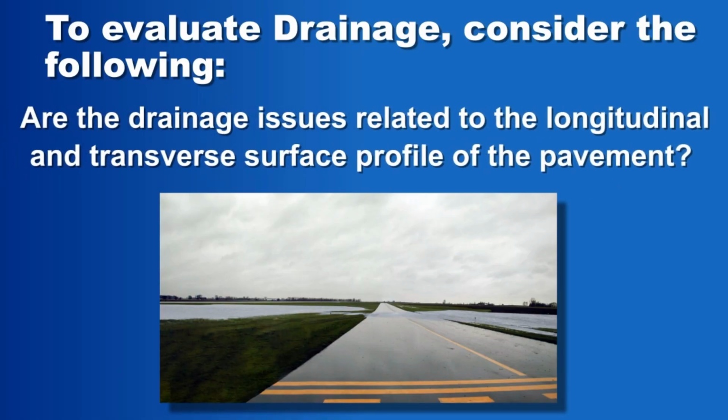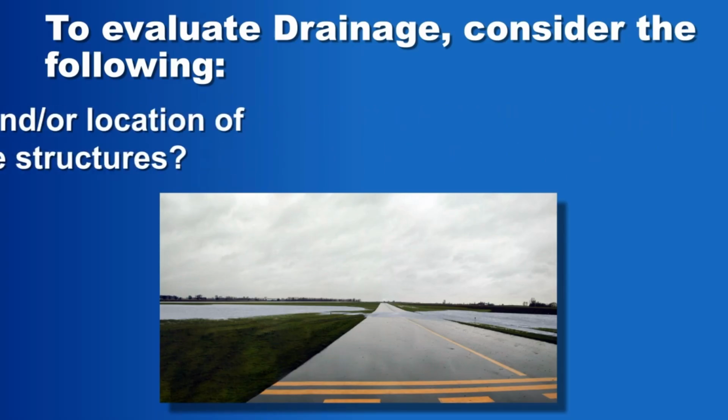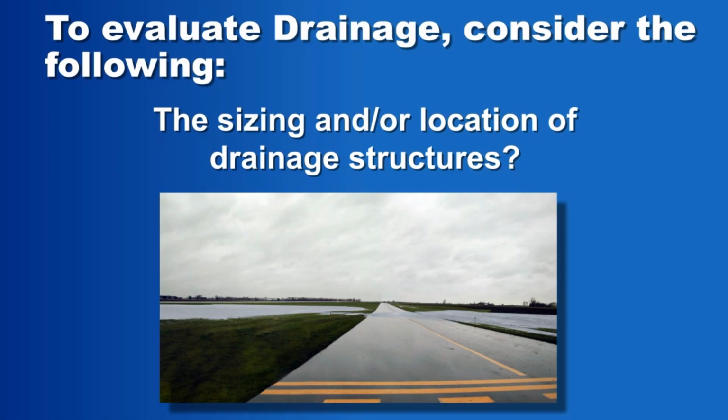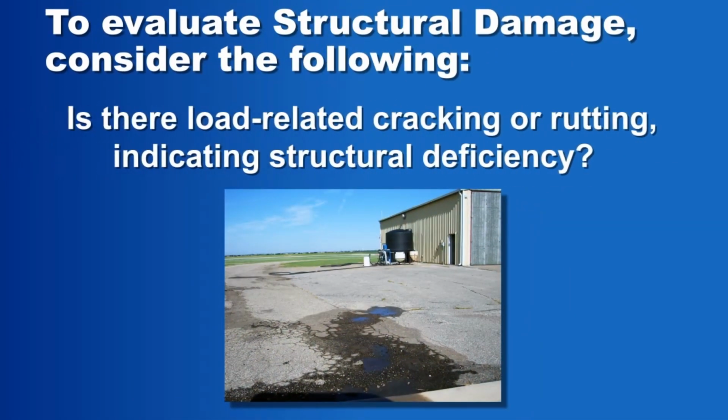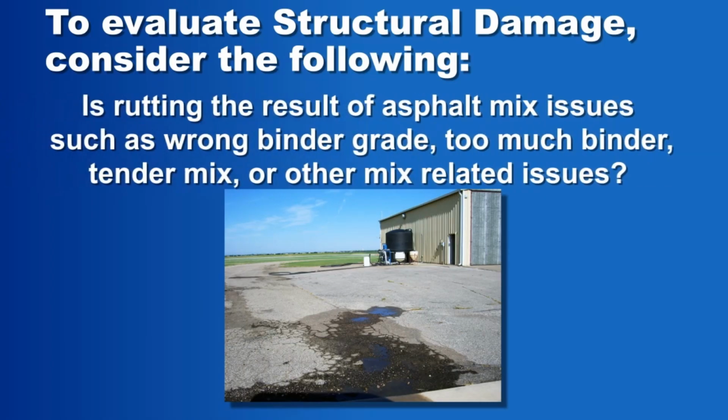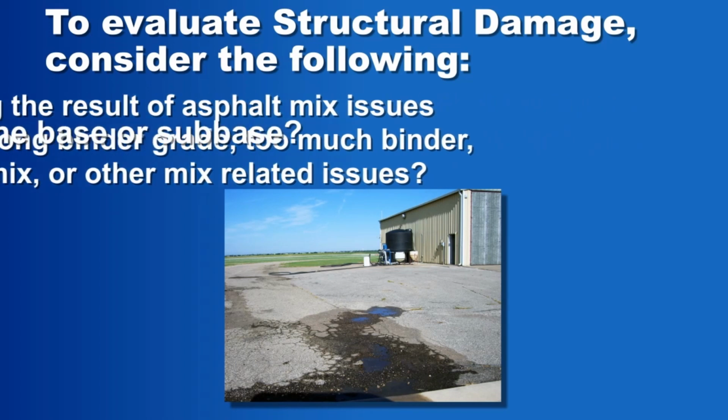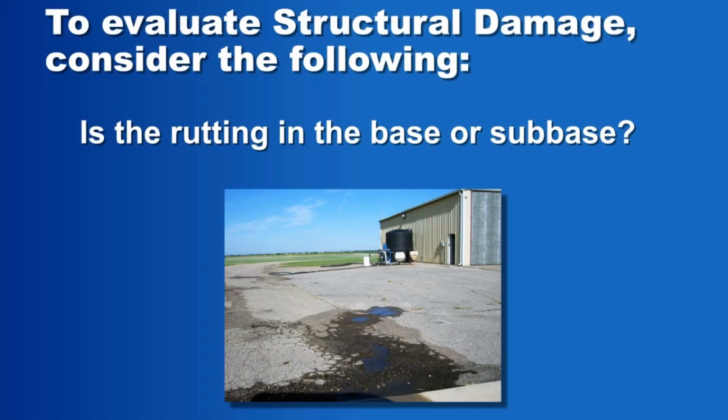Are the drainage issues related to longitudinal and transverse surface profile of the pavement, or the sizing and/or location of drainage structures? To evaluate structural damage, consider the following. Is there load-related cracking or rutting, indicating structural deficiency? Is rutting the result of asphalt mix issues such as wrong binder grade, too much binder, tender mix, or other mix-related issues? Is there rutting in the base or subbase?